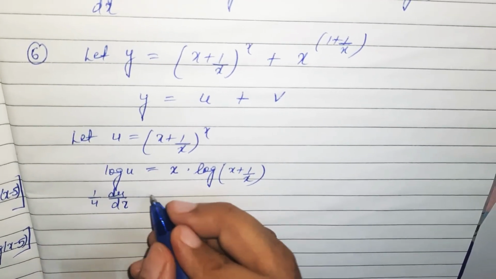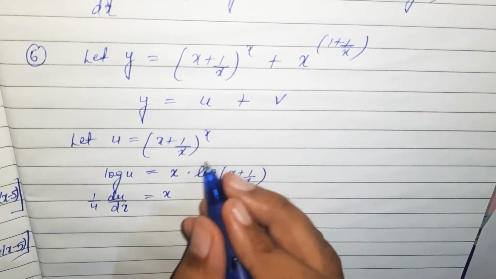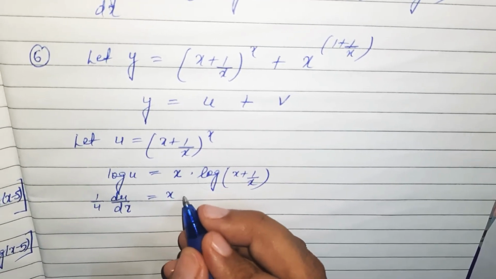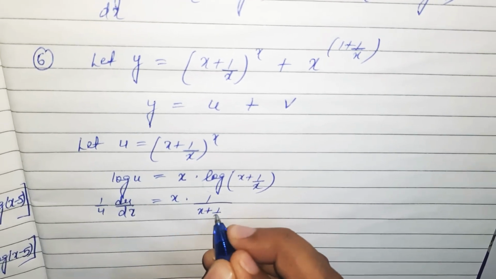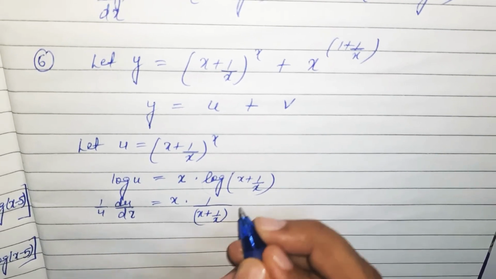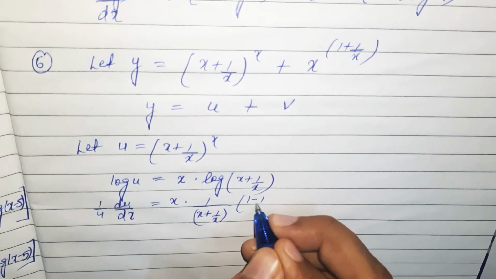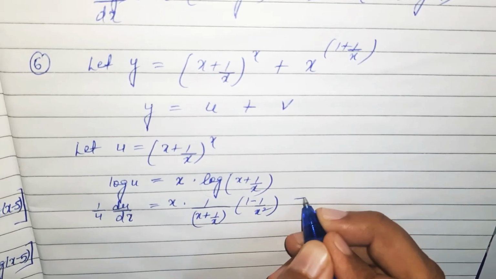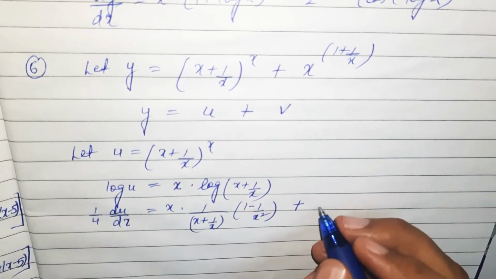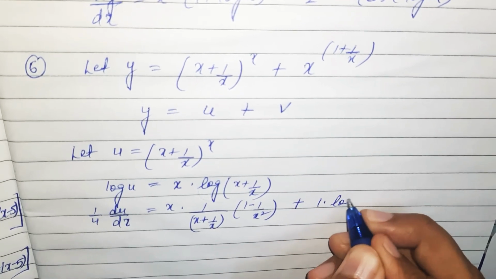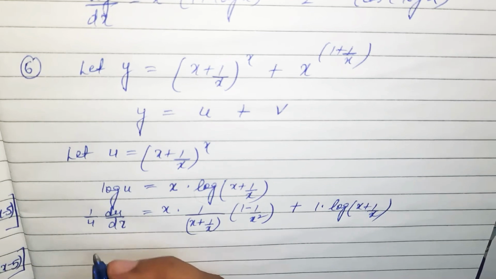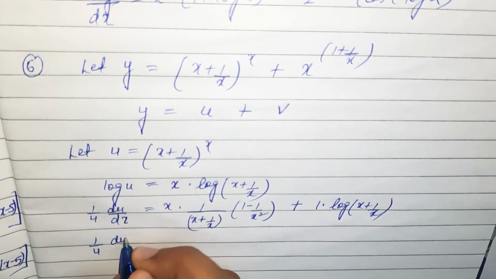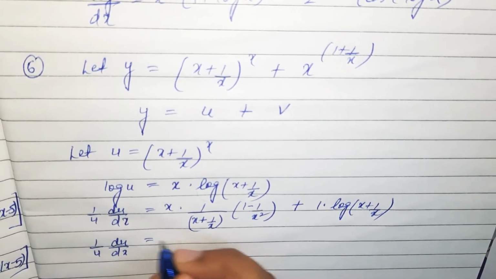Now what do I need to do? First function same, differentiation of the second function. This will become 1/(x + 1/x). Now differentiation of this will become (1 − 1/x²). Now plus differentiation of x is 1, into the second function same. So what am I getting? 1/u du/dx. So this will become x.